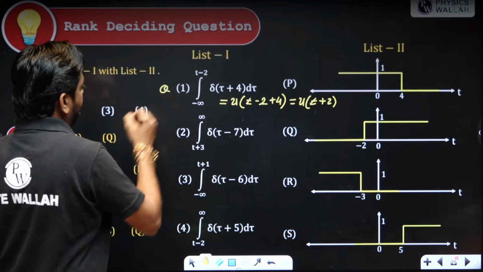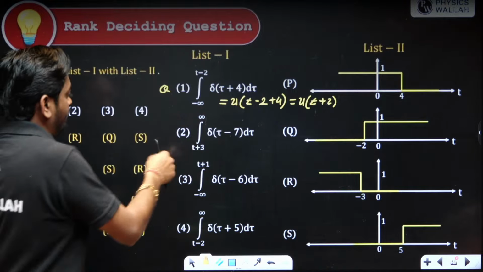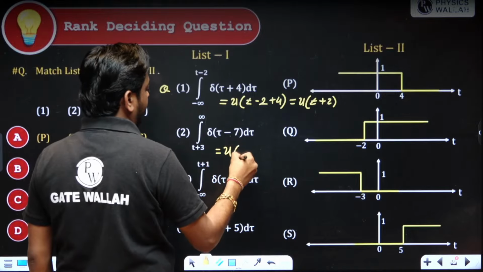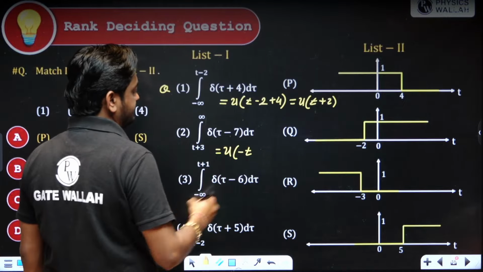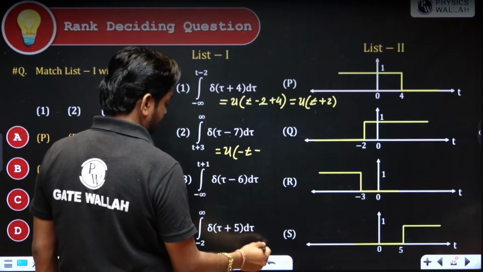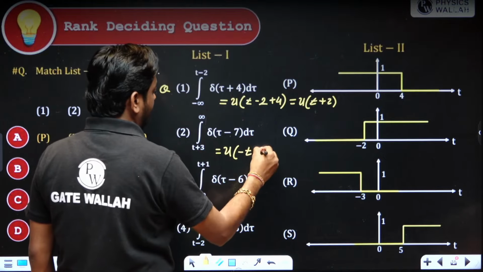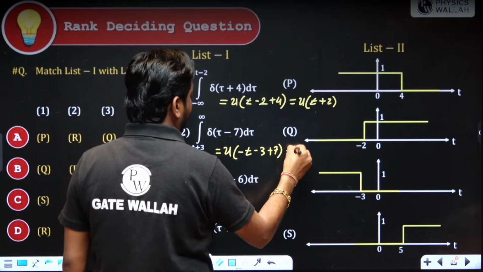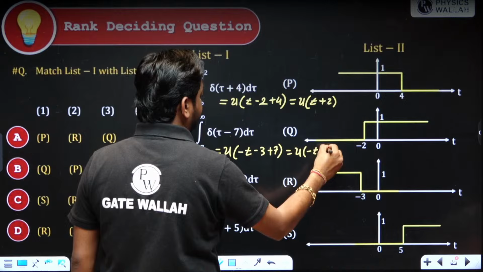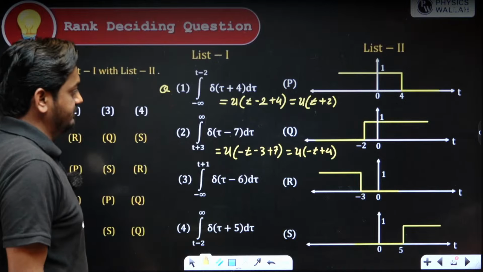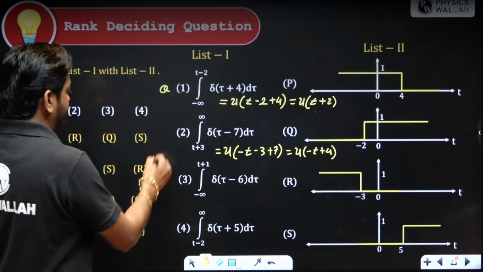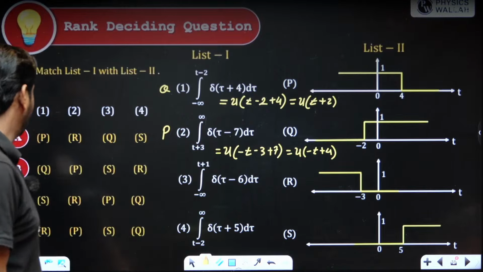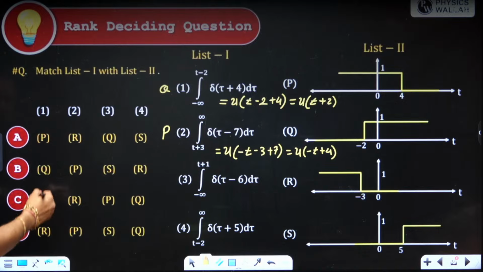So here this is Q, guys. Now here t to infinity, a left sided step function, u of minus t, same sign. Minus 3: for left side, opposite sign, minus 3 plus 7, guys. So u of minus t plus 4, starting from 4, going towards the left side. So this is P, guys. QP, option B, guys.